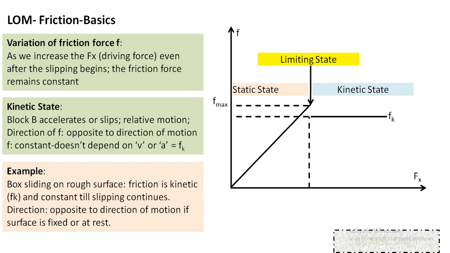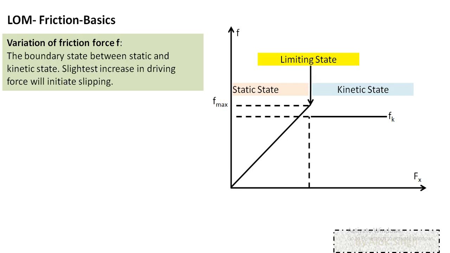Example: suppose we slide a box on a rough surface. Friction will be kinetic in nature, and if we slide a box, we will notice that after some time it will come to a stop. Its velocity keeps changing, but all through its motion, even as the velocity changes, the friction force magnitude and direction will remain constant till it comes to rest. So as long as there is slipping, the magnitude of friction force for a given normal component will remain constant.